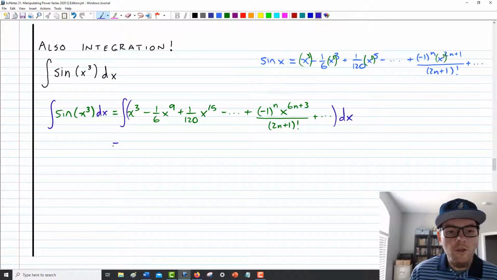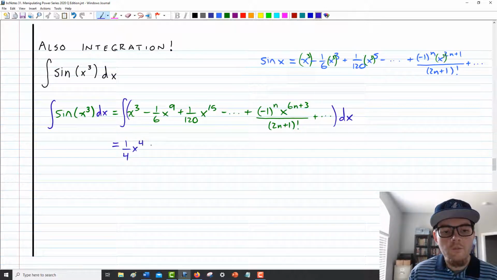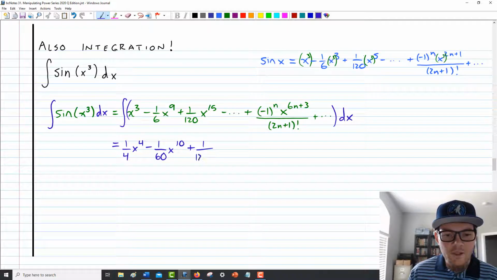When I do, I can go term by term, of course. This will be 1/4 x to the 4th. This will be 1 over 6 times 10, so 1/6 times 1/10 x to the 10th, so 1/60th x to the 10th. The next one is going to be 1 over 120 times 16. I'm just going to put 120 times 16. Yes, I'm going to be one of those people as well. x to the 16th.